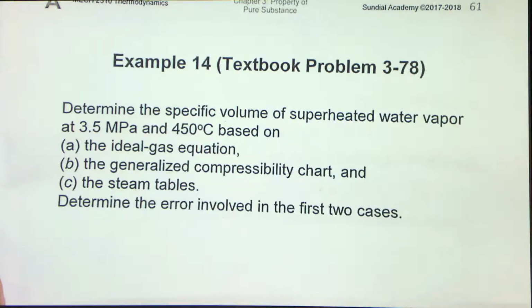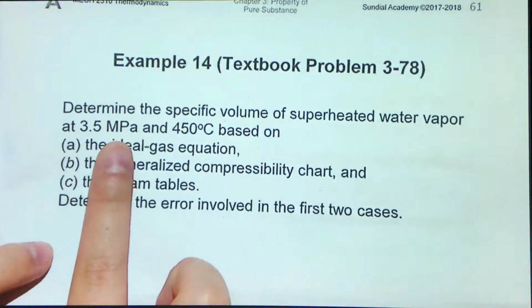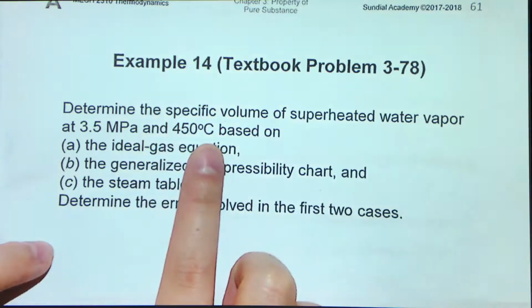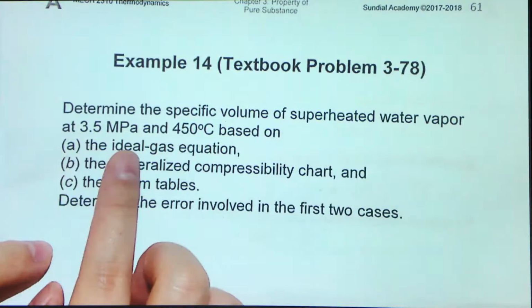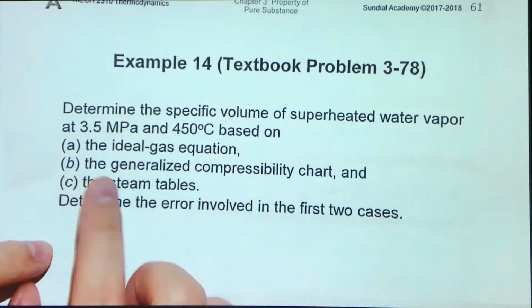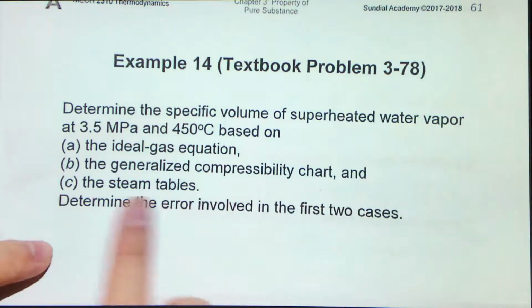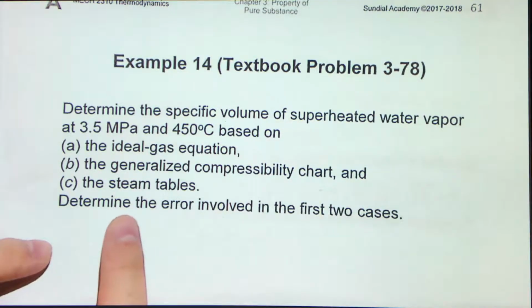So let's go to example 14. We need to determine the specific volume of superheated water vapor at 3.5 megapascal and 450 degrees C based on three things. The first one is the ideal gas equation. The second one is the generalized compressibility chart, as well as the steam table. And we need to determine the error involved in the first two cases.